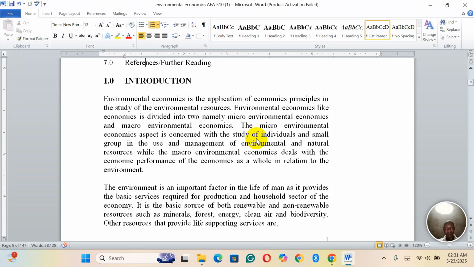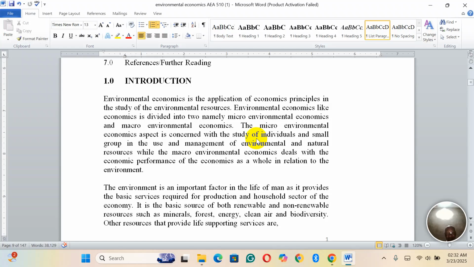Micro environmental economics is concerned with the study of individuals and small groups and the use and management of environmental and natural resources, while macro environmental economics deals with the economic performance of the economy as a whole in relation to the environment. The environment is an important factor in the life of man, as it provides the basic services required for the production and household sectors.